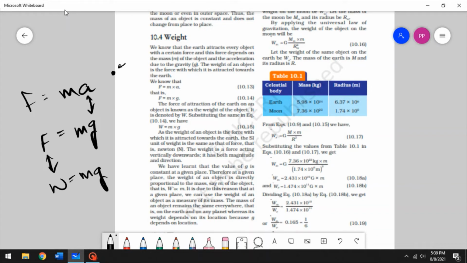g has a constant value no matter what the mass of the object is at this point. At a different point, g will vary. So at a given point, the weight of an object is directly proportional to its mass. Alright, so we can use the weight of an object as a measure of its mass, and the mass of an object remains the same everywhere.